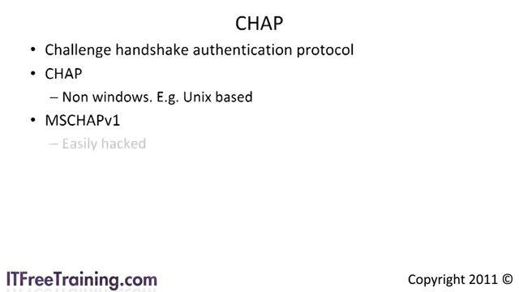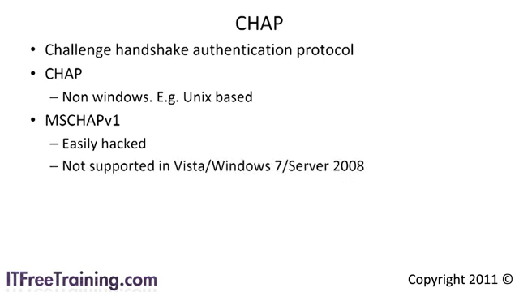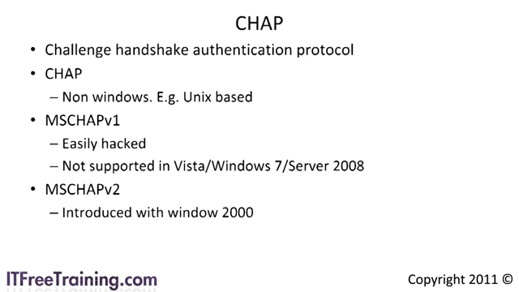Version 1 is easy to hack, and because of this is no longer enabled by default in Windows Vista, Windows 7, or Windows Server 2008. To address some of the security concerns, MS-CHAP version 2 was developed and was first introduced in Windows 2000. If you are running Windows 95 or Windows 98, MS-CHAP version 2 can be added to the operating system. There is no reason nowadays that you need to be using MS-CHAP version 1.